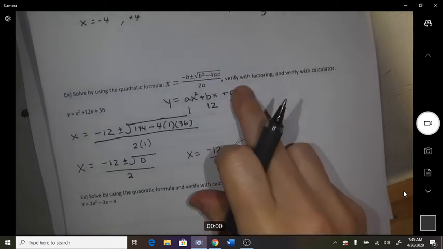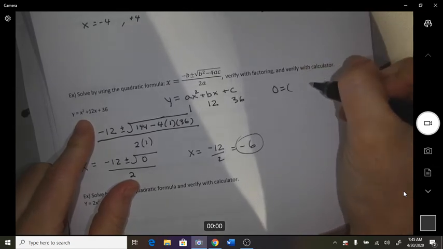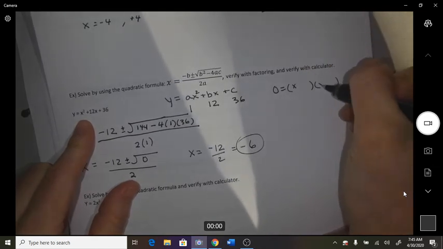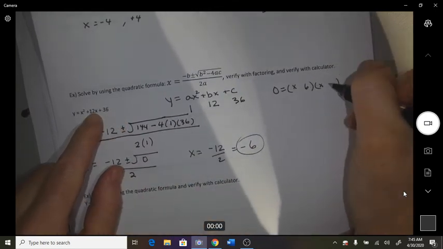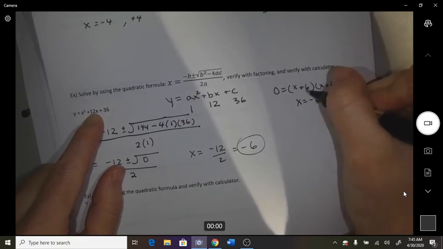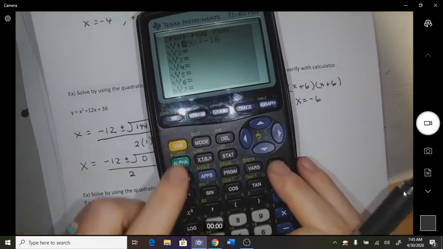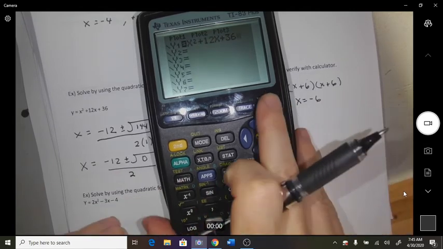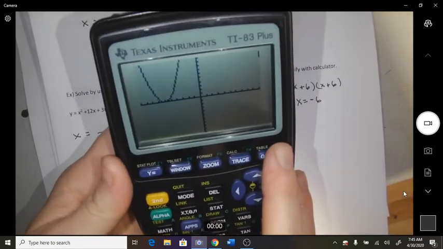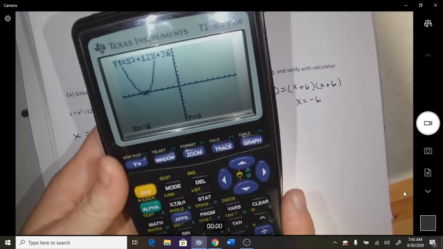Okay, now verify this with factoring. So 0 equals (x)(x). What multiplies to 36 and would add to 12? 6 times 6 adds to 12. So here x equals -6, and same thing. And then verify on your calculator. There you go. This is a quadratic that will have one solution. The vertex is on the axis.